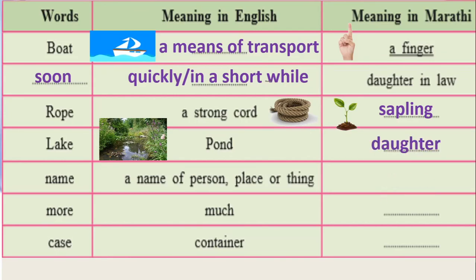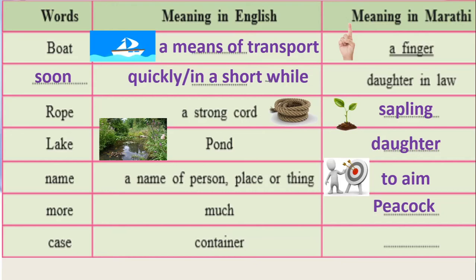Alright? Now, name. Name in English could be the name of a person, a place, or a thing. In Marathi, name means to aim at something, to take an aim at something. Okay? In English, M-O-R-E, more means much. Quantity is larger. In Marathi, more means the peacock. Okay? Last word is case. In English, it could mean a container, whereas in Marathi, it means your hair.